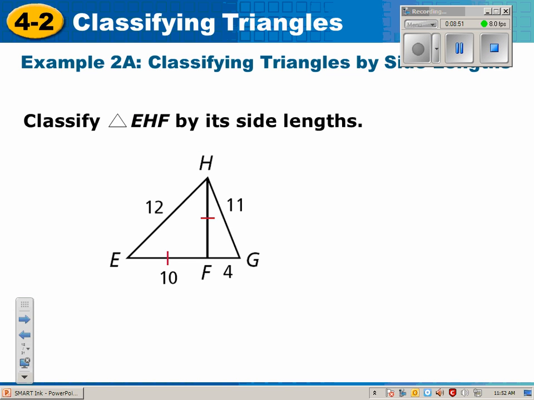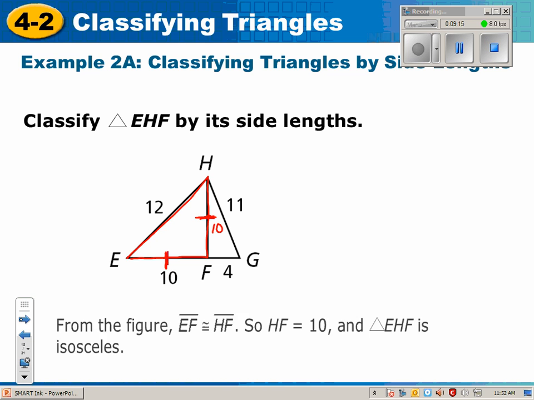Classify. Side lengths. EHF. What is it? Isosceles. It has 2 markings saying that these 2 are congruent. Therefore, we know this one is 10 also. 10, 10, and 12 would be isosceles.